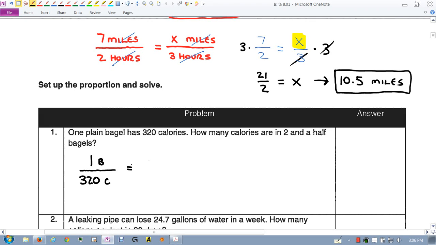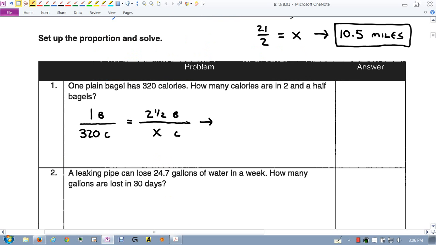Is equal to, now we need to do bagels and calories again. 2.5 bagels over x calories. Understand? How many calories is what you're trying to solve for? So you have to put the x on the bottom. Now we don't like 2.5, right? You want to use 2.5?